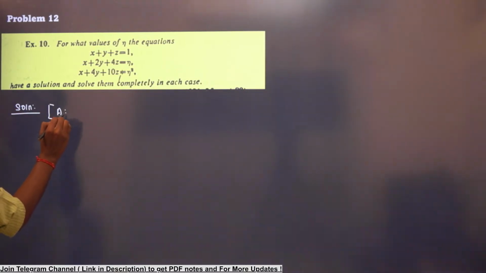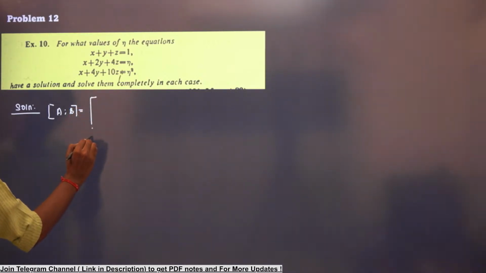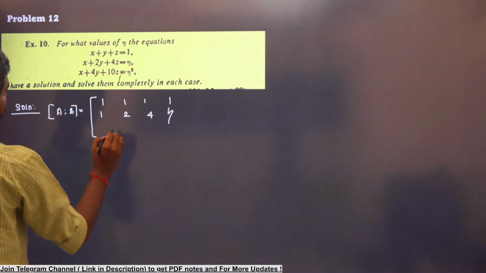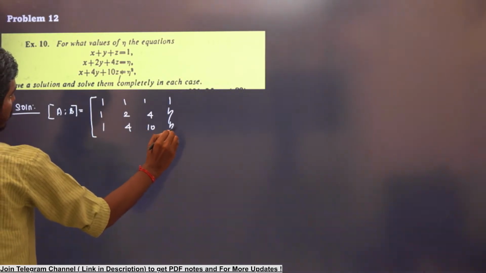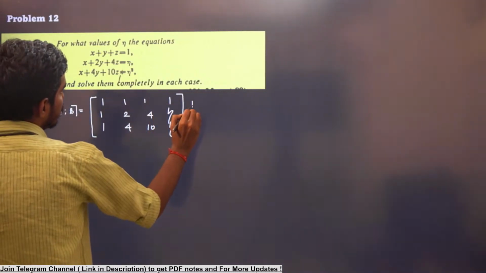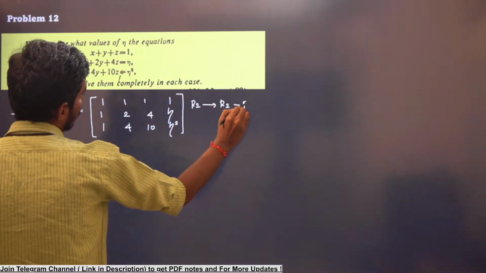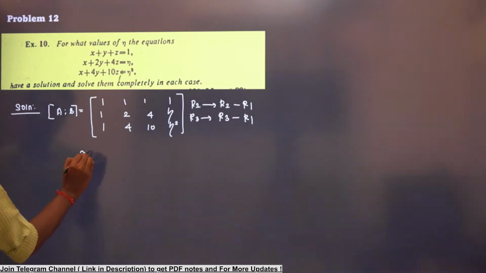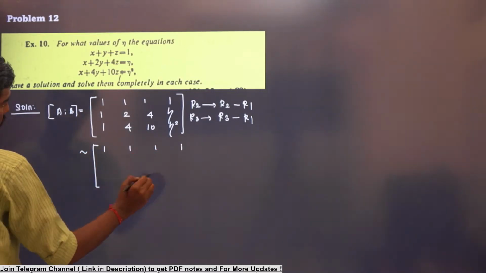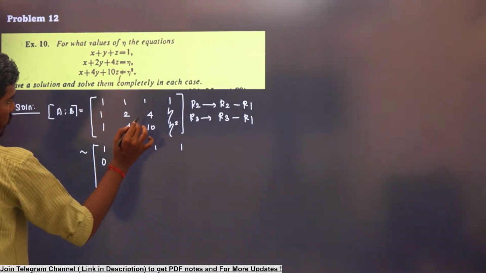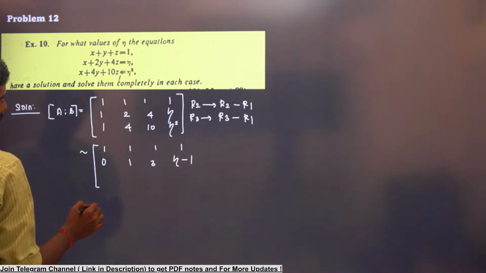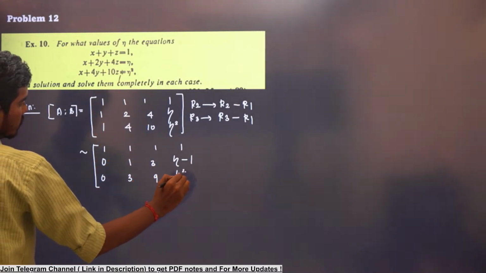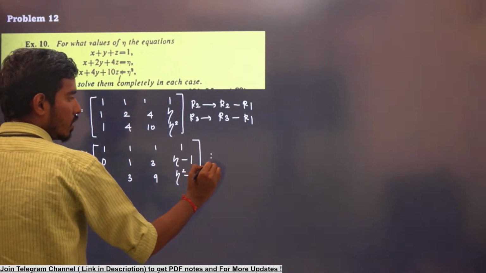So first I'll form the augmented matrix. So we have 1 1 1 1, 1 2 4 eta, 1 4 10 eta square. So we'll reduce this to row echelon form. R2 is transformed to R2 minus R1. R3 is transformed to R3 minus R1. This is equivalent to 1, 1, 1, 1. So 1 minus 1 is 0, 2 minus 1 is 1, 4 minus 1 is 3, and this is eta minus 1. 1 minus 1 is 0, 4 minus 1 is 3, 10 minus 1 is 9, and this is eta square minus 1.